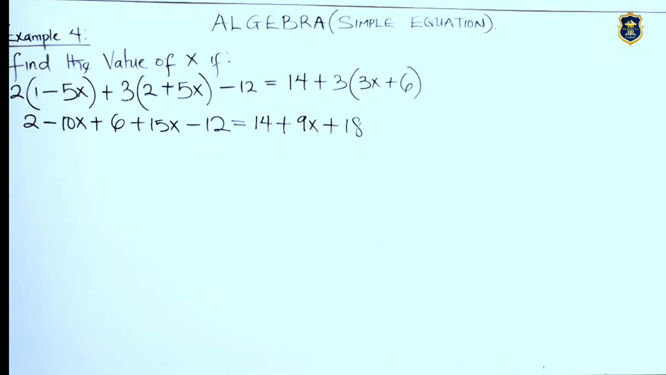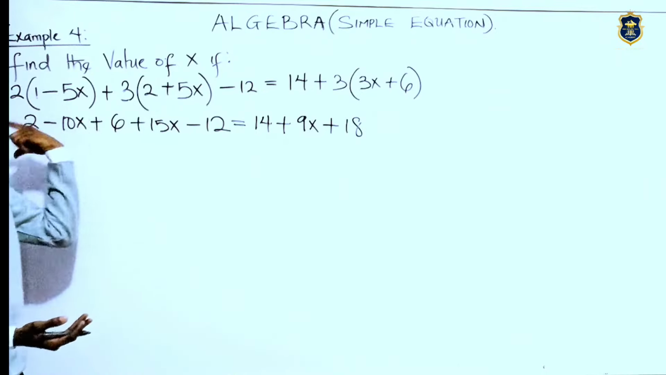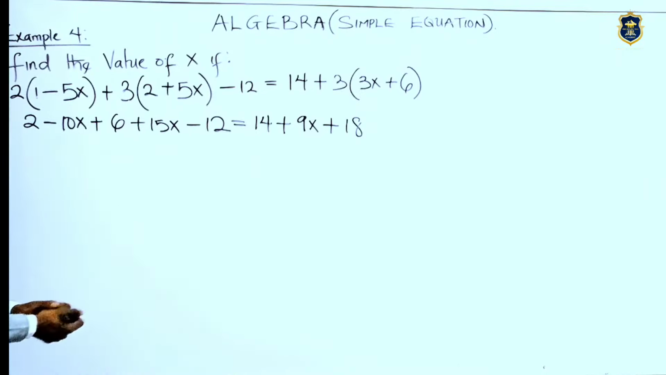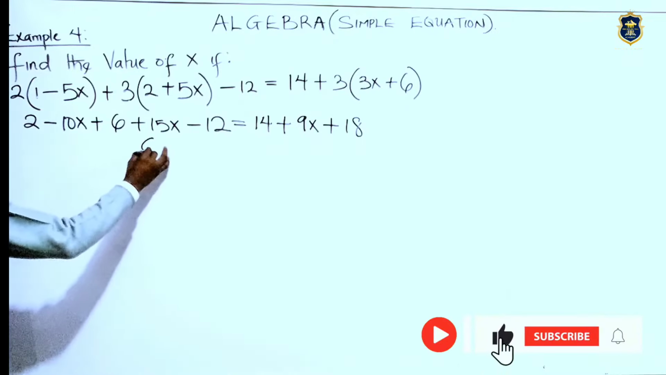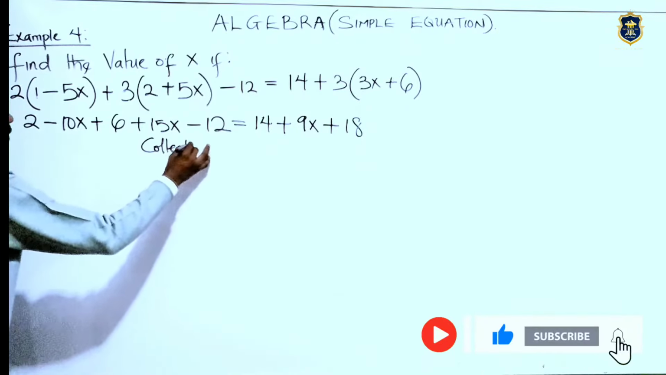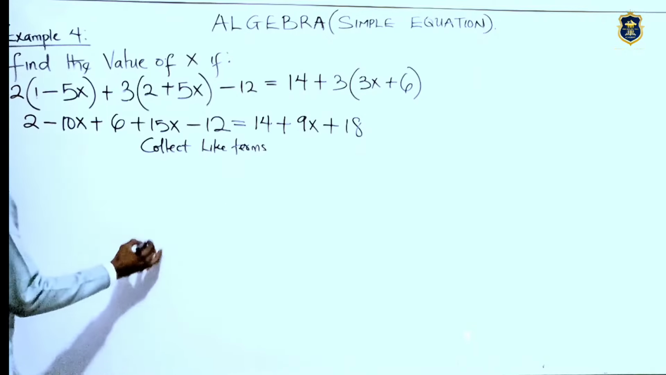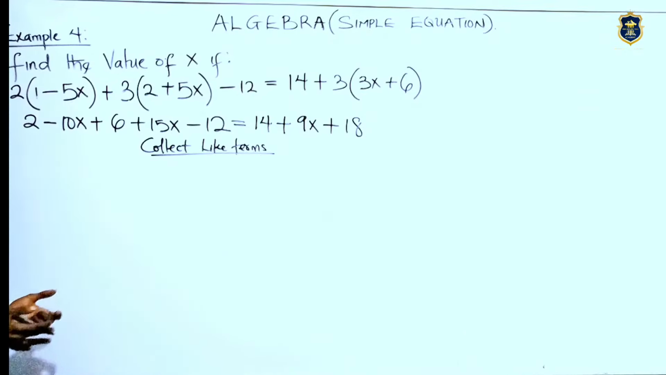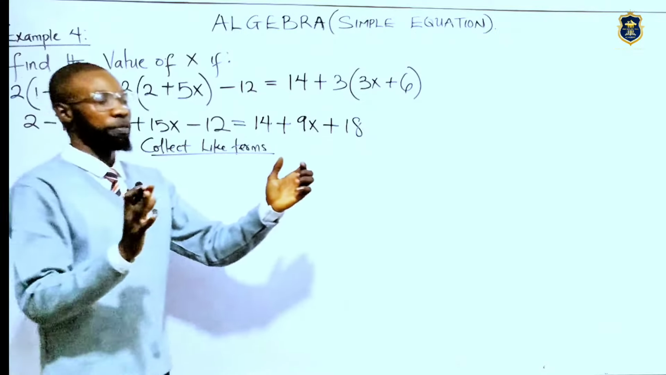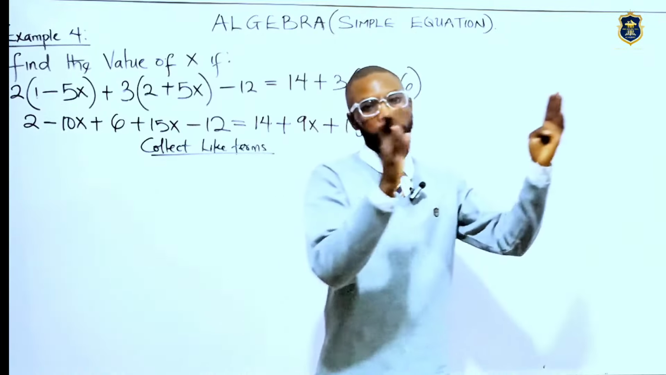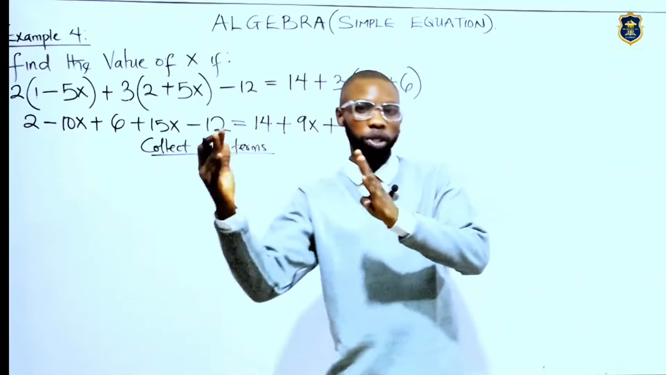So what we simply do here is to collect like terms. Right, that's all we do here. We just collect like terms, so let's just collect like terms. Alright, so how do we collect like terms in this case? All the ones that have x, we just bring them to one side. The ones that don't have x, push them to one side.